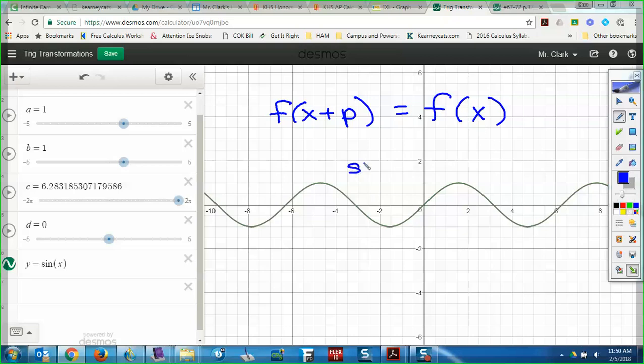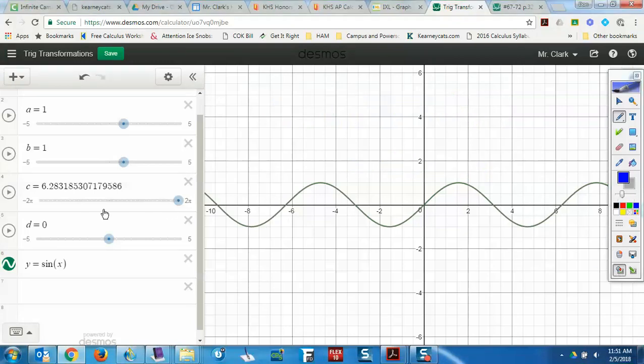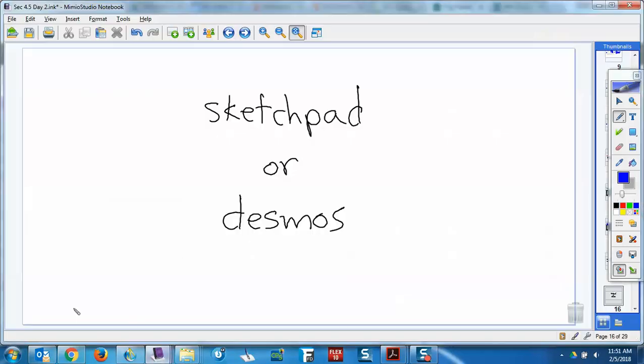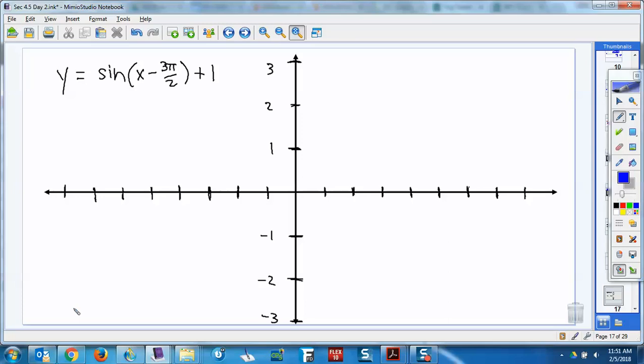So sine of x plus 2 pi or x minus 2 pi is going to be exactly the same graph as the original sine graph. Okay, so you can do this yourself too and put that in Desmos and play around with those. It's pretty cool.